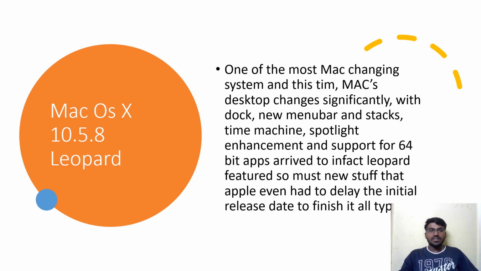Mac OS X 10.5.8 Leopard, one of the most Mac-changing systems of its time. The Mac desktop changed significantly with a new dock, menu bar and stacks, Time Machine, Spotlight enhancements, and support for 64-bit apps. Leopard featured so much new stuff that Apple even had to delay the initial release date to finish it all.